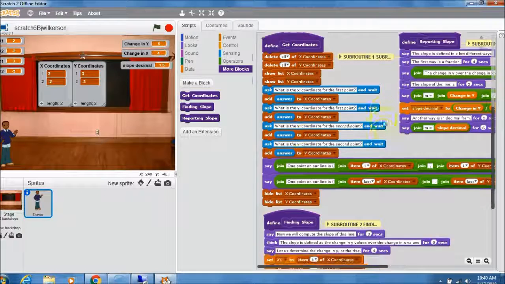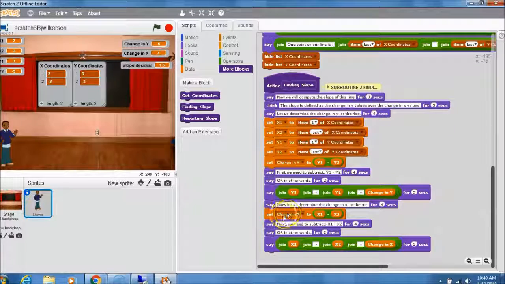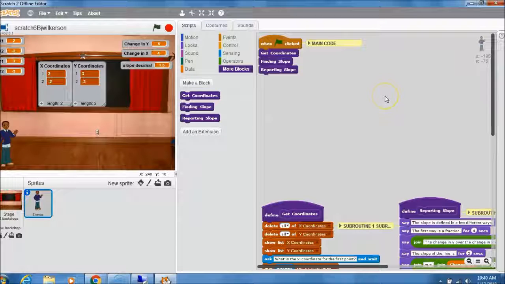So, good luck. I'd like for you to create the subroutine of reporting slope. Make sure that your finding slope is complete, that you have also completed the x values, the change in x, in your finding slope routine. So, good luck to you and happy programming. I think you guys are going to be great mathematicians. I'm very proud. Have a good day.